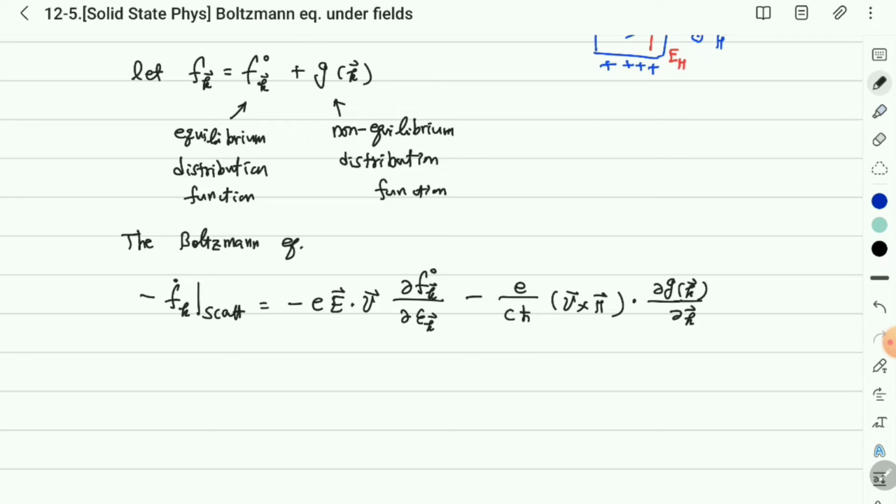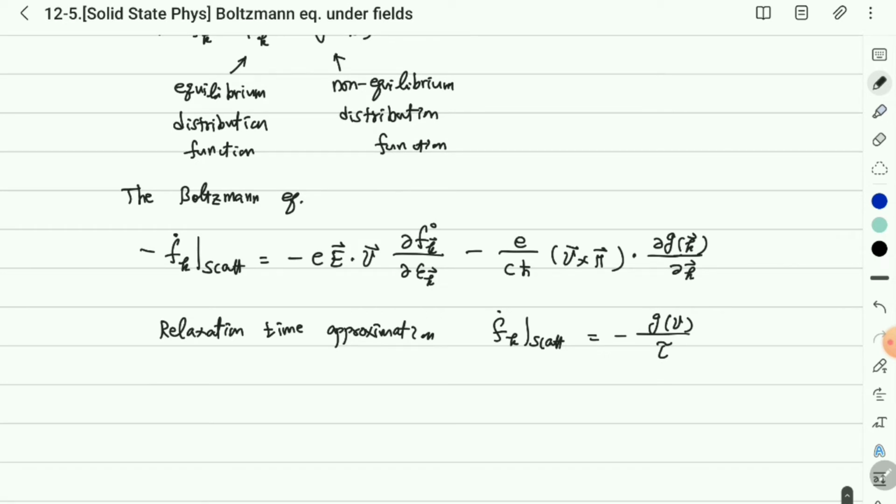The basic and simple assumption is the relaxation time approximation. The relaxation time approximation is that fk dot for scattering is minus the non-equilibrium distribution function divided by tau. The physical meaning of this is that the time derivative of the field distribution function is equal to the time derivative of the scattering distribution function.